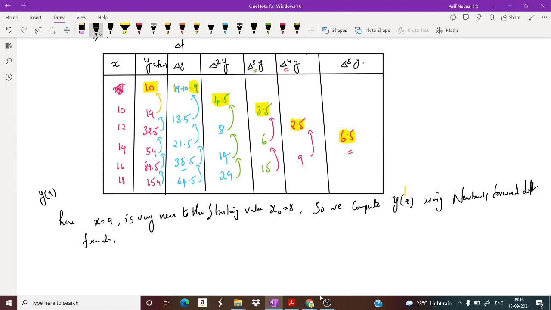And we know that first we have to find out r. R is equal to x minus x naught divided by h. And we have x is 9, x naught is 8. 9 minus 8 divided by h, h is the difference, equally spaced. So h is equal to 2. Is equal to 1 by 2, 0.5. Now we will write Newton's forward interpolation formula.